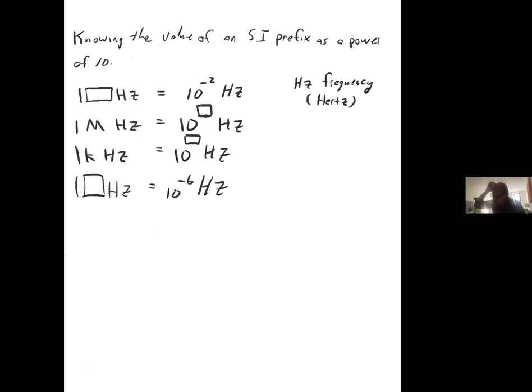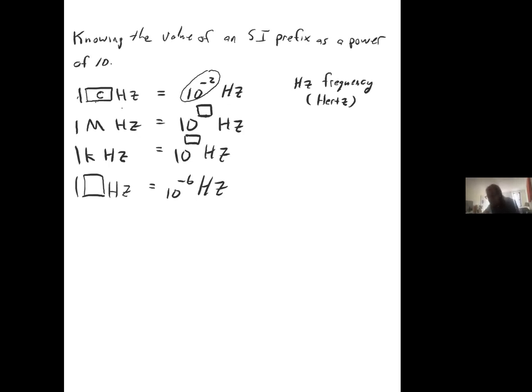So let's take a look at this one. 10 to the minus 2, looking that up in the chart, that's the same as centi. So that's a lowercase c. So the way this would be read is 1 centihertz. You read the number, then you read the name of the prefix, and then you read the name of the unit. As I said, hertz is a unit of frequency. So 1 centihertz.